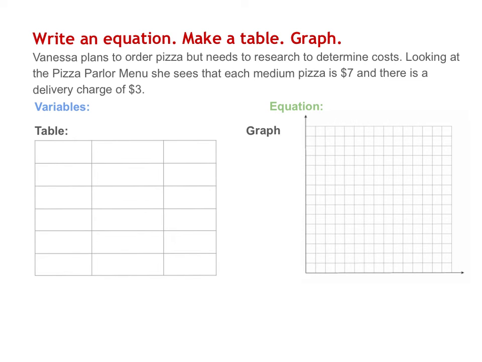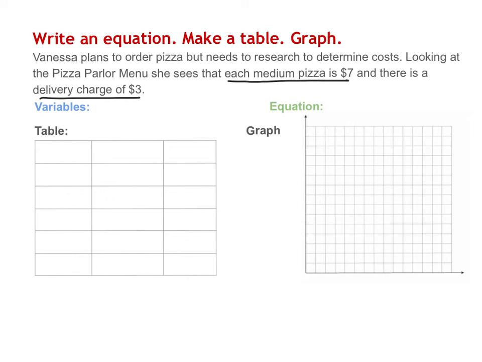Okay, last one. A little bit of a combo here. Vanessa plans to order pizza, but needs to research to determine costs. Looking at the Pizza Parlor menu, she sees that each medium pizza is $7, and there's a delivery charge of $3. So we want to represent this scenario for the input and output. Well, they're going to deliver it just to deliver it, not per pizza.